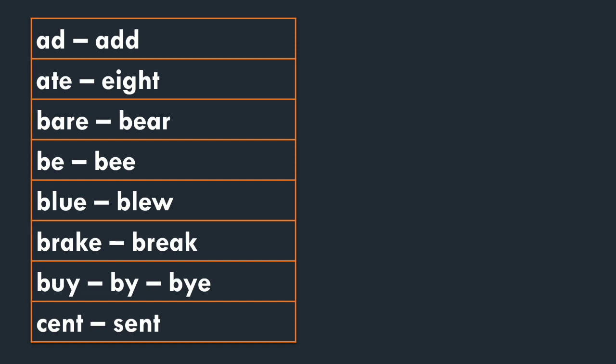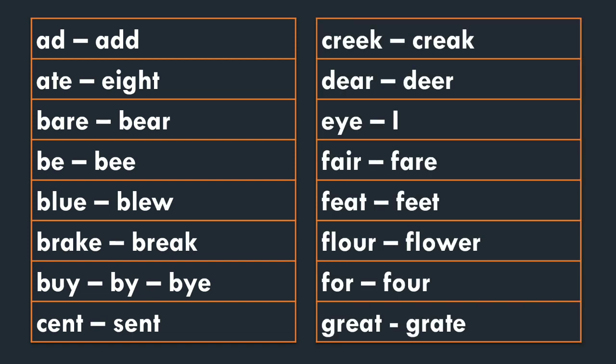Next is creek, C-R-E-E-K and C-R-E-A-K. So C-R-E-E-K, creek, is the flow of water, a narrow stream of water, sea water particularly, that has gone into the land. That is called creek, C-R-E-E-K. And C-R-E-A-K, creak, is the sound that is made by a door which needs oiling.